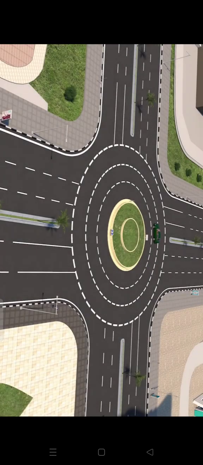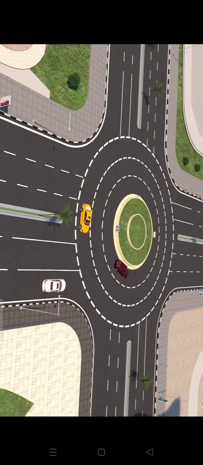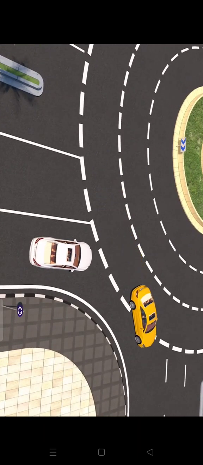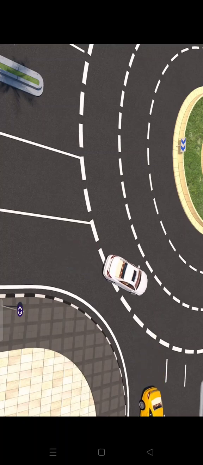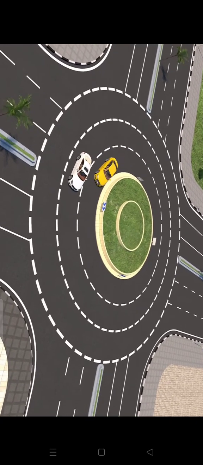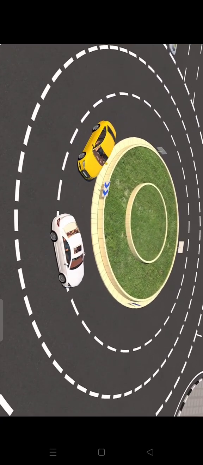Rule 4. At intersections of more than one road in a junction forming a circular-shaped area, the priority is given to the motor vehicle coming from the left side, the yellow vehicle. Inside roundabouts, the priority is given to the motor vehicle preceding others. In this case, the white vehicle.